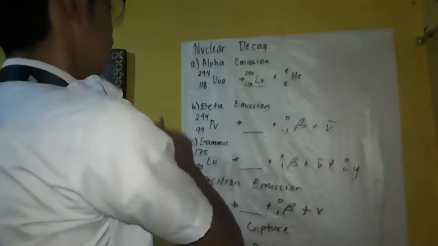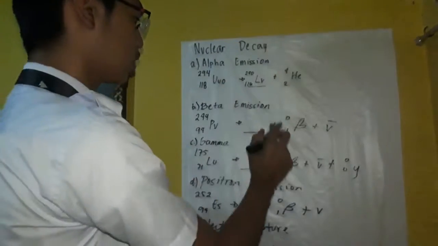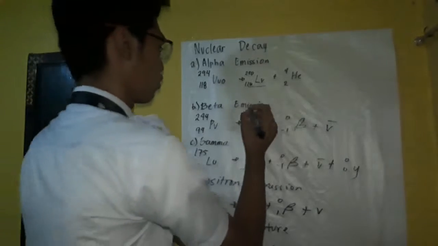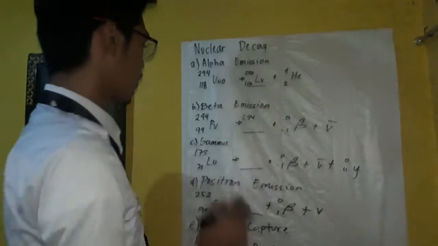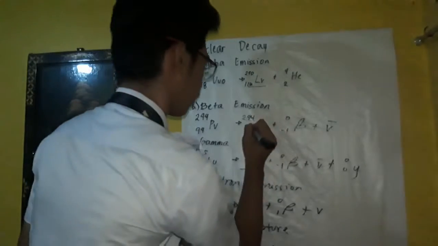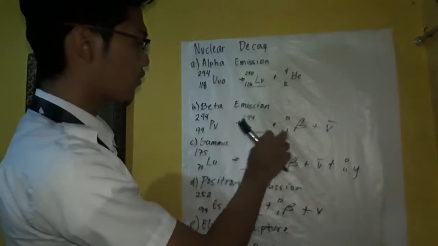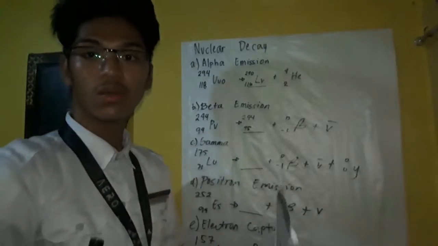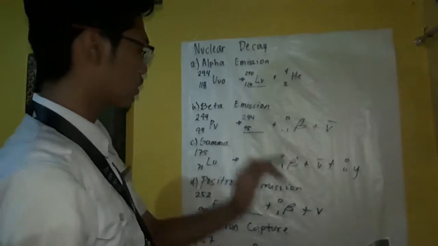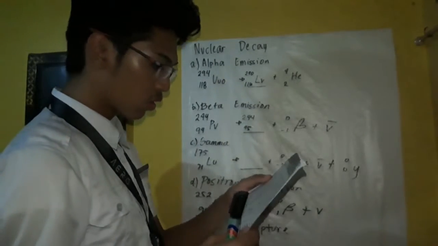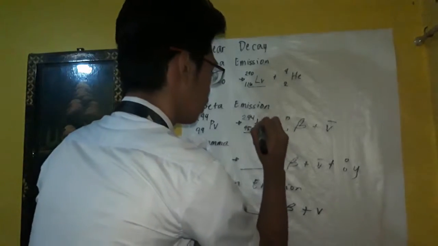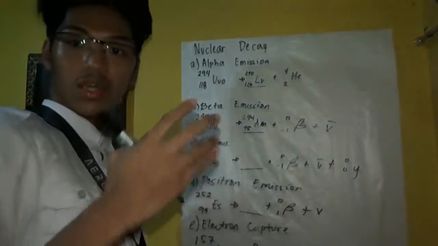It's so easy. Now let's proceed to beta emission. In beta emission it's 0 -1 B and antineutrino. 244 minus 0 is equal to 244. Then 94 will be plus 1, equal to 95. Why? Because 95 minus 1 is equal to 94, so the atomic number will be balanced. Looking at the table of elements, 95 is americium, so its symbol is Am.